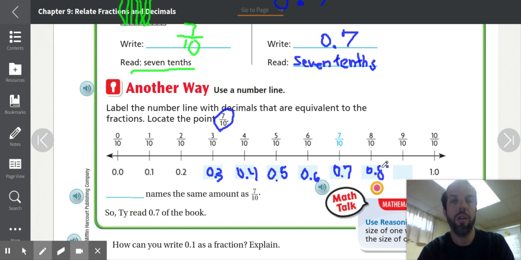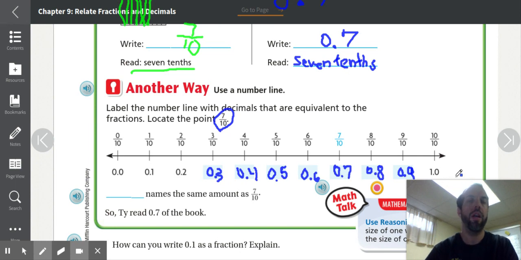Now I can fill these other ones in too, just to show the sequence here. 0 and 8/10, 0 and 9/10. Now look what happens when we get to the end here. We have 10/10 as a fraction. Look at our decimal though. If I have 10 out of 10 pieces, then I have one whole. So I have one whole number and no decimal. Okay, so we'll say 0 and 7/10 names the same amount as 7/10. So Ty read 7/10 of his book.